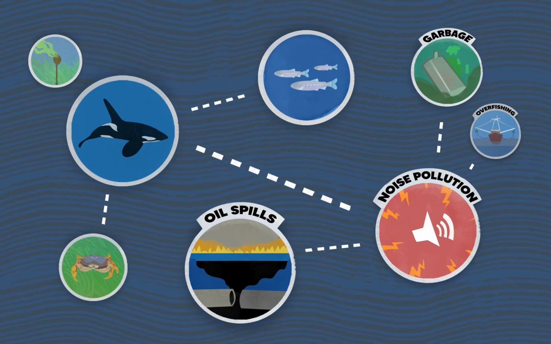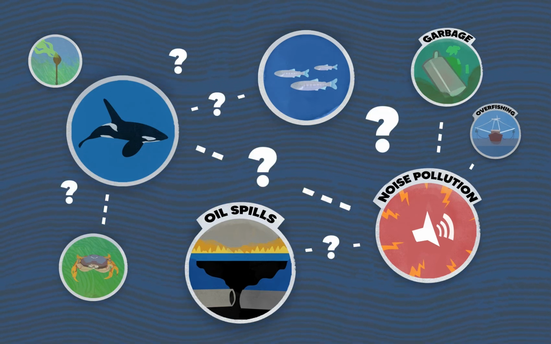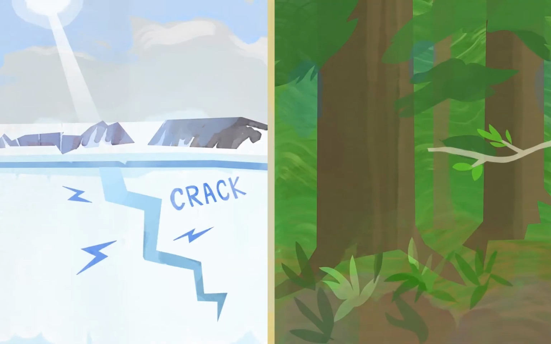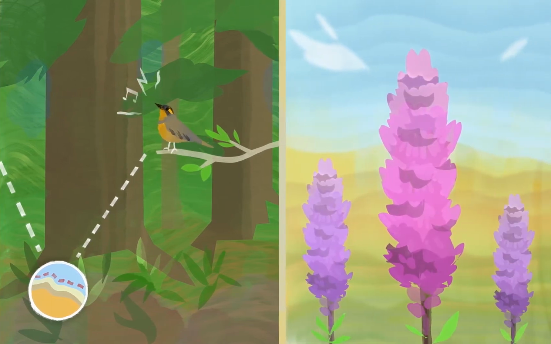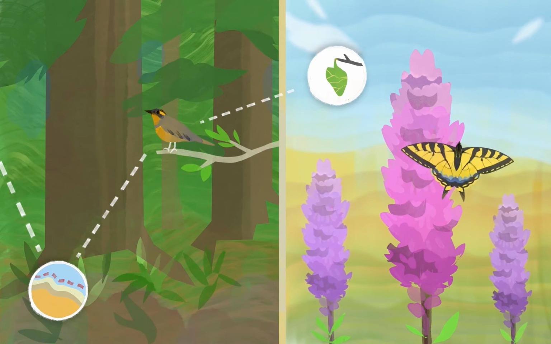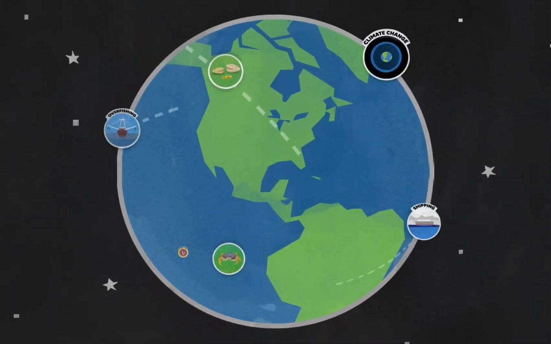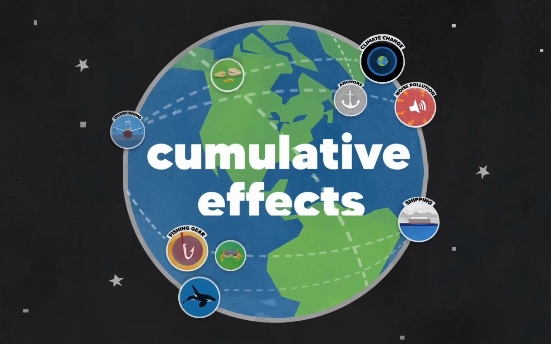To protect the environment, it is important to observe connections between things. The connections can be very complex, and some threats happen over very large areas. When threats add up and affect many plants and animals over space and time, this is called cumulative effects.